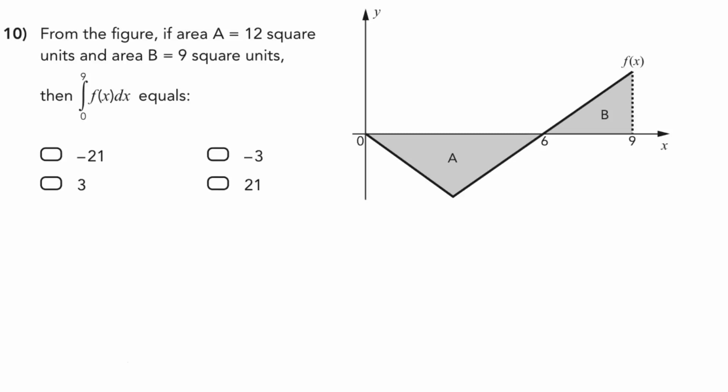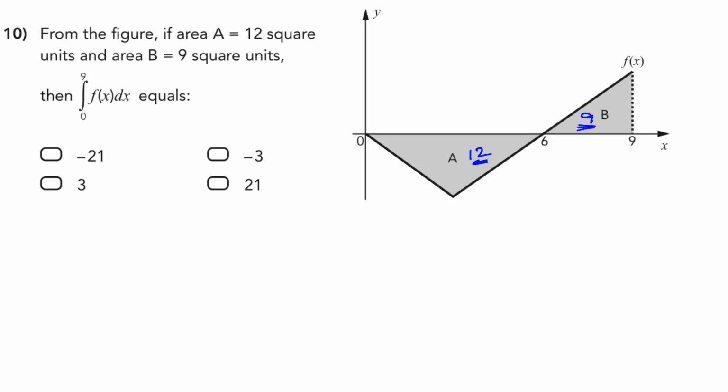Question number 10 is again an integral question. And we have been told that in the figure, area A is 12. So this is 12 and area B is 9. This is 9. Remember, area cannot be negative. That's the reason you have positive 12 and positive 9.